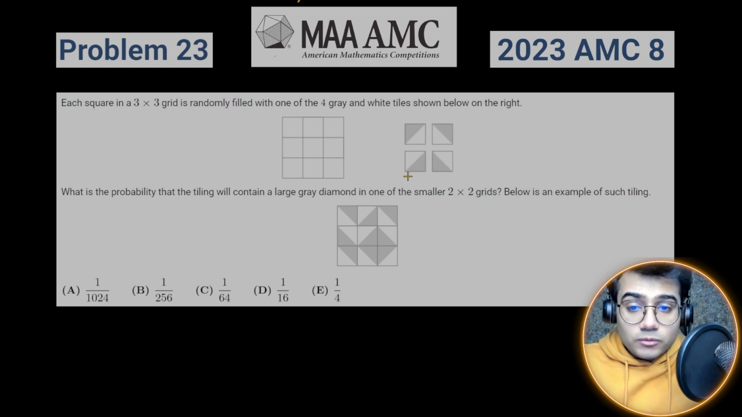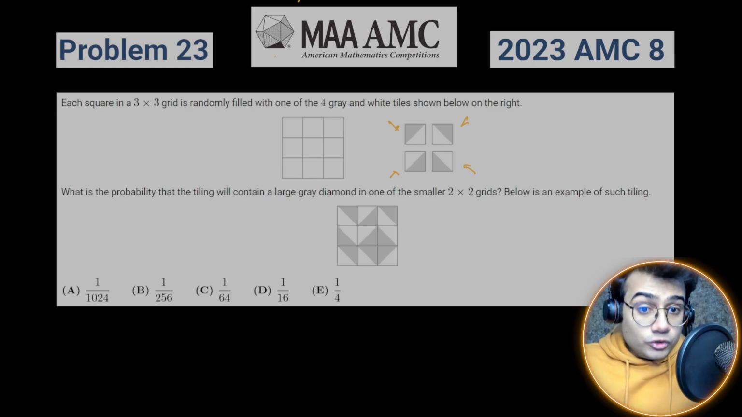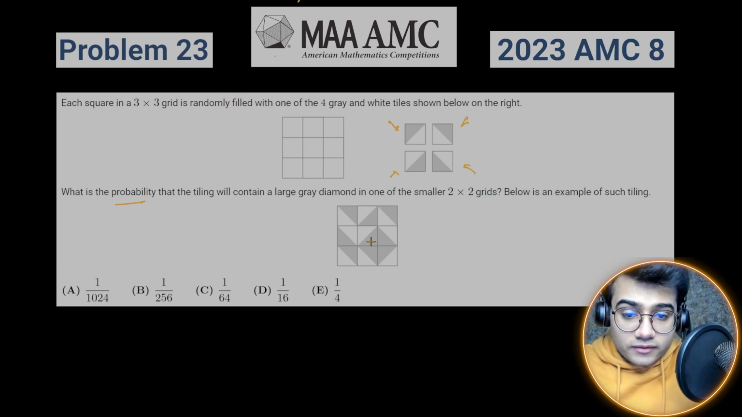Okay, so in this problem we have a 3x3 grid which we have to fill with these 4 types of tiles. Now, since we can't change their orientation, therefore these are 4 unique tiles. Okay, now they want us to find the probability that the tiling that we do contains a diamond like this in a 2x2 box. And they gave us an example of this as well.